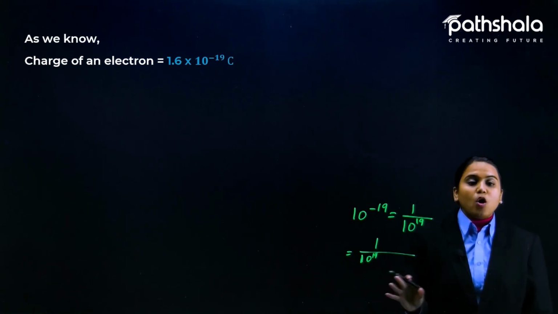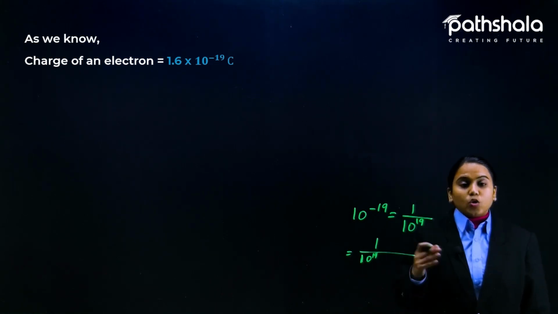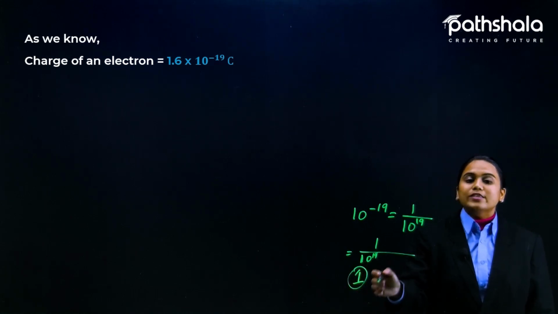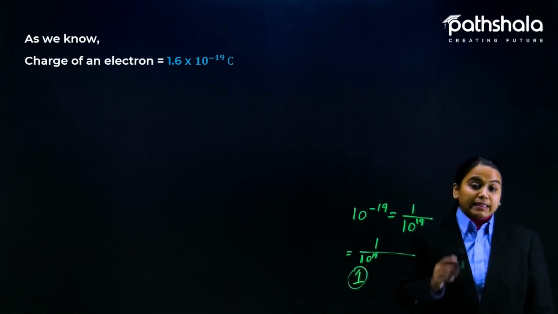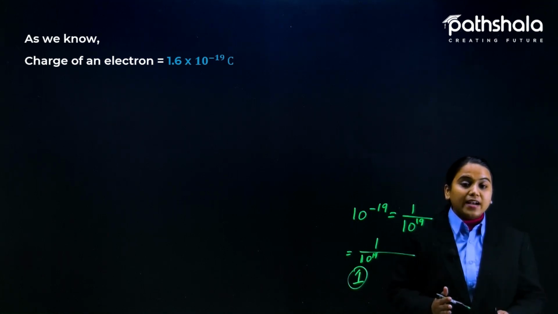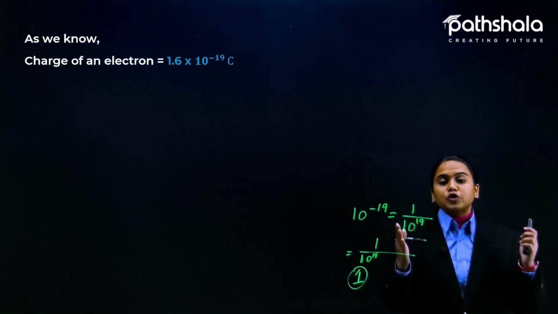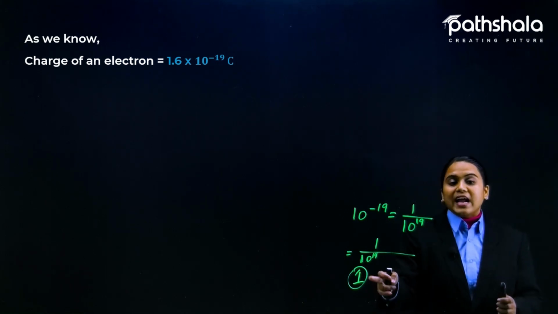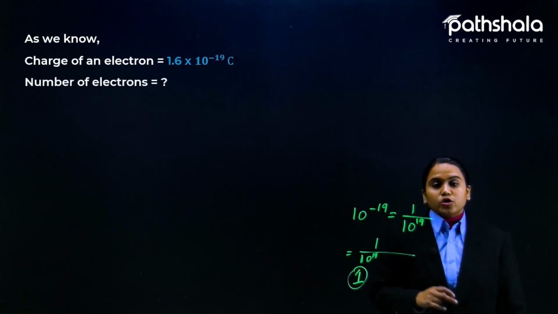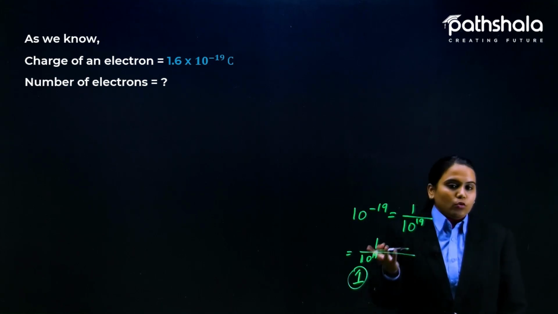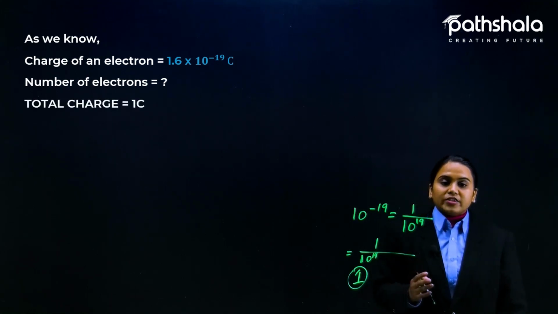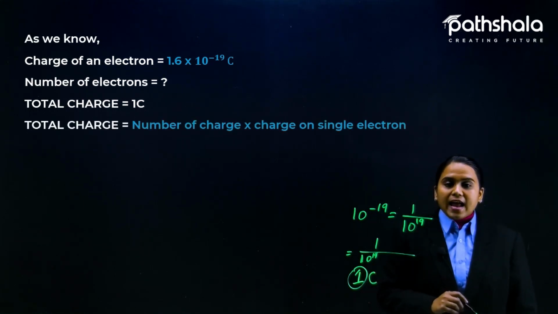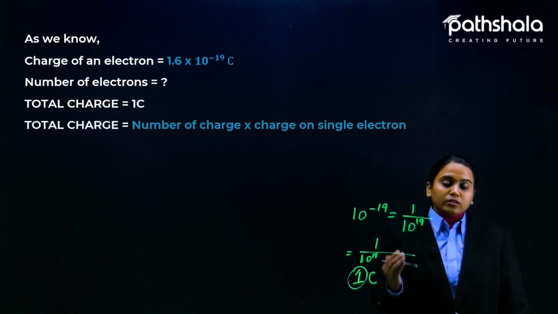That is too small a value, dear all. So how does it make one number itself? A complete 1 is also not possible in this case. That makes us realize that we need too many charged particles to make one complete number, that is, 1 coulomb. So the number of electrons required we don't know, and the total charge we need to make is 1 coulomb actually.